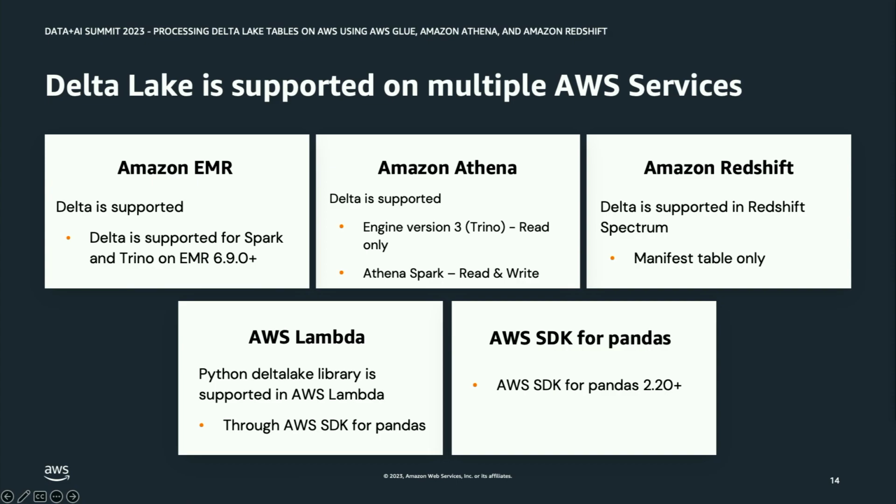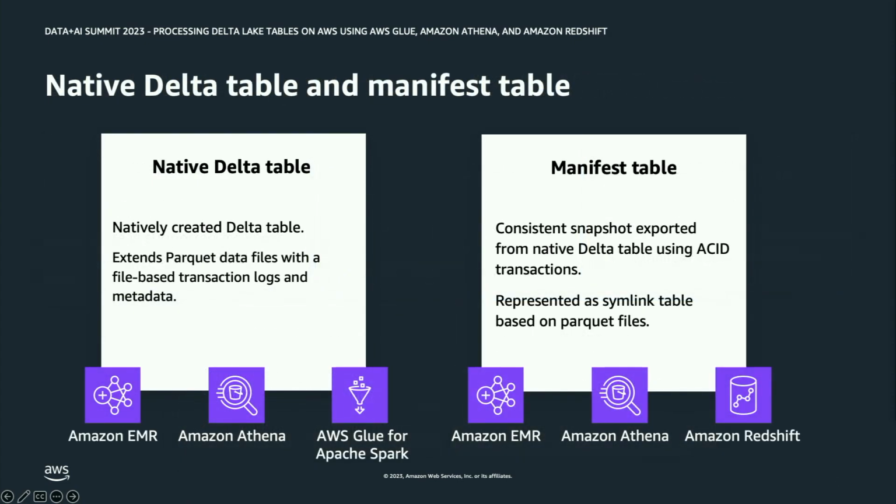AWS Lambda can support the Python Delta Lake library through the AWS SDK for Pandas. It's formerly AWS Data Wrangler, and the package name is awswrangler. So you may know that name, and that's the AWS SDK for Pandas. You can install it with pip install awswrangler, and then you can read and write data lake tables. Then, at the end of this section, I'll show you a demo to query a Delta table from Athena and Redshift.